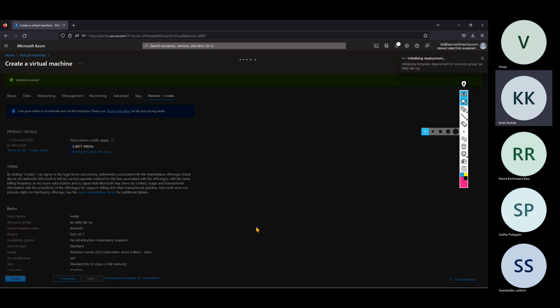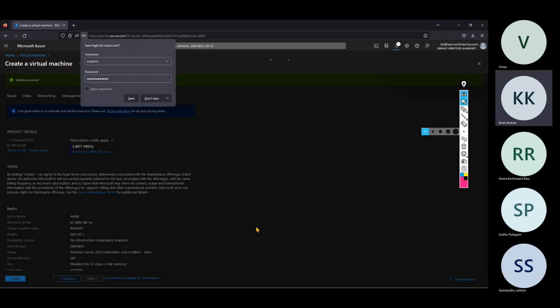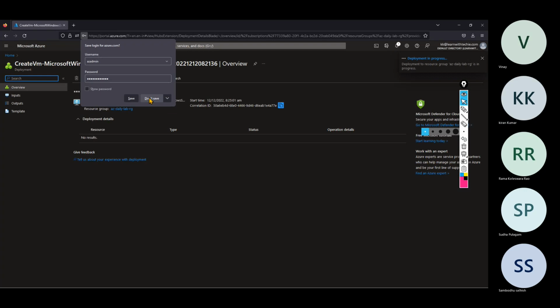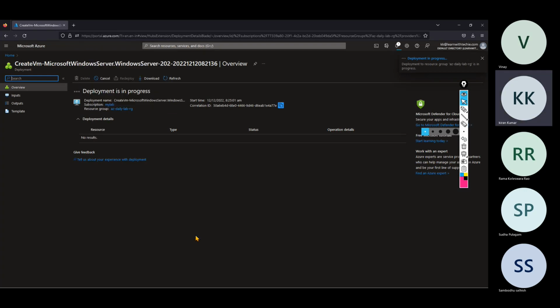Okay, now can anyone tell me, can I be able to RDP to this virtual machine? Can I take the RDP of this virtual machine or not, based on the configuration options I selected? So based on that, can I take the RDP of this virtual machine or not, guys?